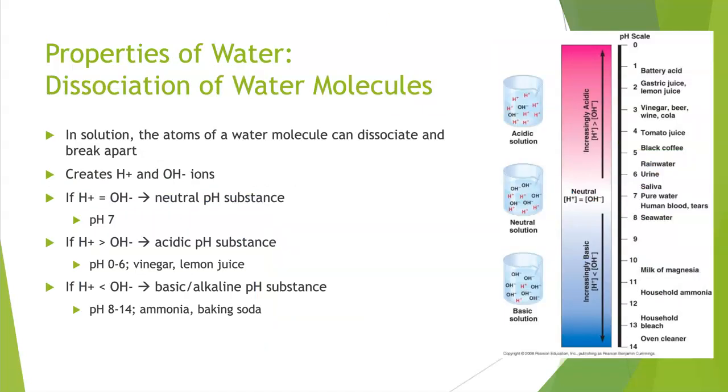The dissociation of water molecules creates acidic and basic solutions. So when water dissolves certain molecules, sometimes it's going to release an abundance of hydrogen ions, which makes an acidic solution. If there is a balance between hydrogen ions and hydroxide ions, you get a neutral solution. And if there are more hydroxides than there are hydrogens, you end up with a base or an alkaline substance. And you can see the pH scale over there on the side. That is it for this particular section.